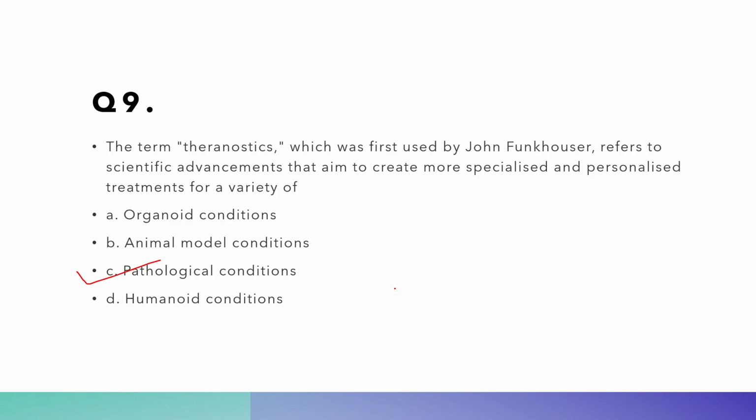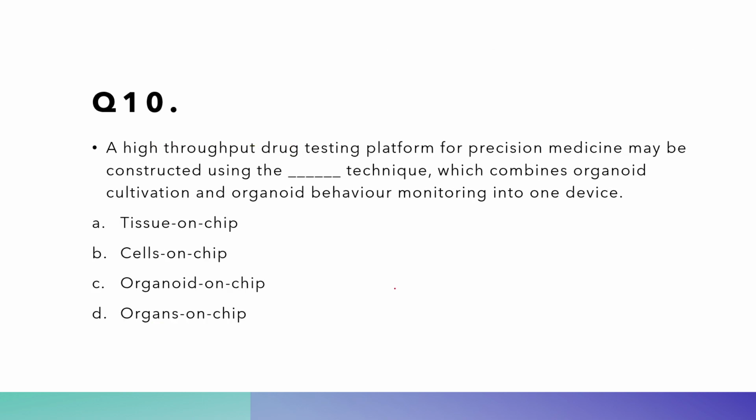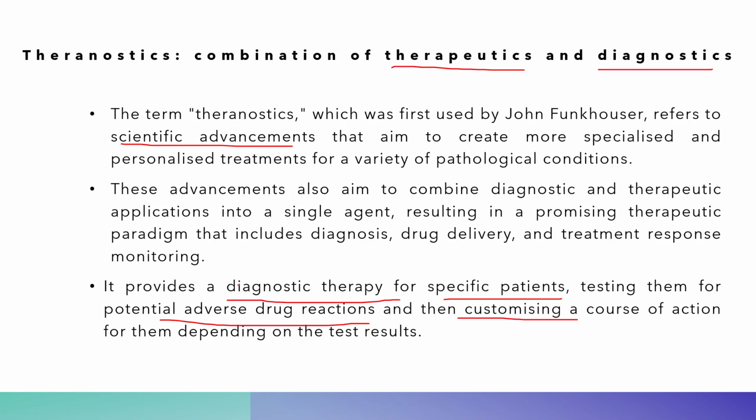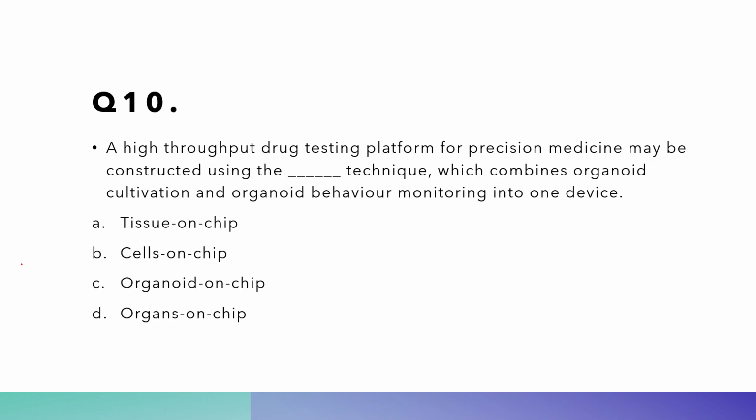Fine, so let's talk about it more, and move to our next question. A high throughput drug testing platform. Earlier we were talking about this testing of drugs, right? It provides a diagnostic therapy for specific patients, testing them for potential adverse drug reactions. So how can we test them? A high throughput drug testing platform for precision medicine may be constructed using which technique, which combines organoid cultivation and organoid behavior monitoring into one device? Try to answer this question. Is it tissue on chip, cells on chip, organoid on chip, or organs on chip? Which method is it?